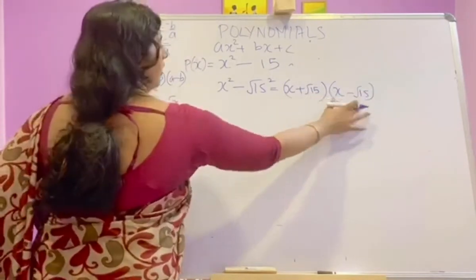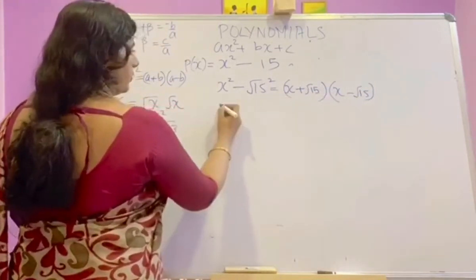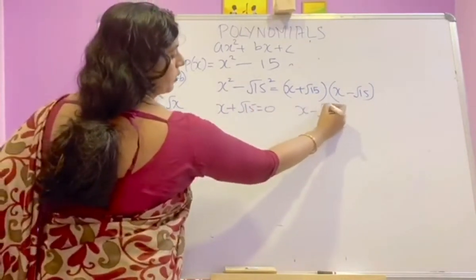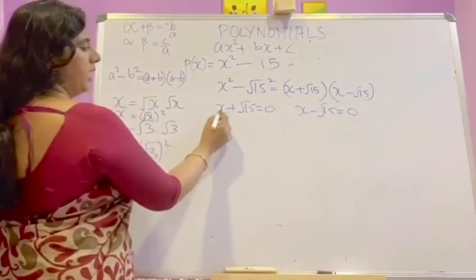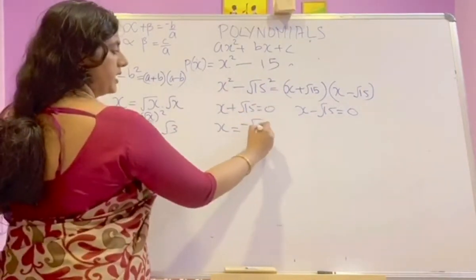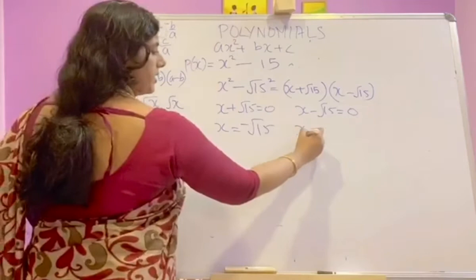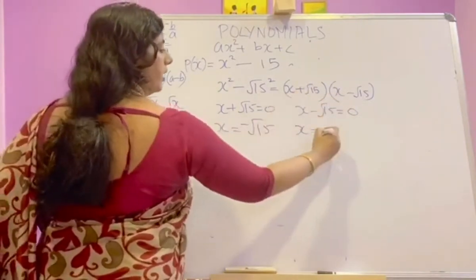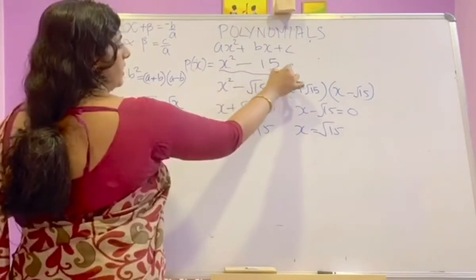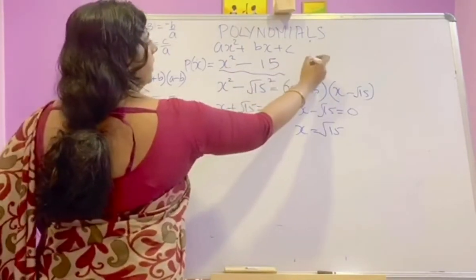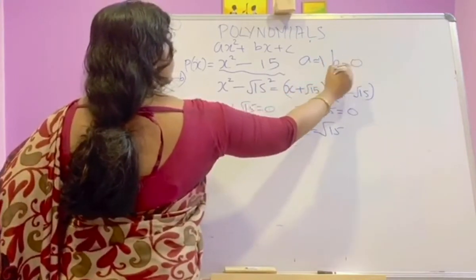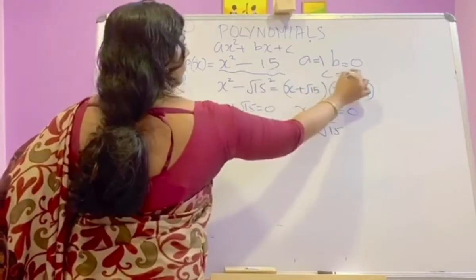Now, write each factor equal to 0, that is x plus root 15 equal to 0 and x minus root 15 equal to 0. Here x is equal to root 15 going to RHS becomes negative root 15. Here x is equal to, again, negative root 15 becomes positive root 15. This was the question polynomial. Here a is equal to 1, b we have no b term so 0, and c is negative 15.